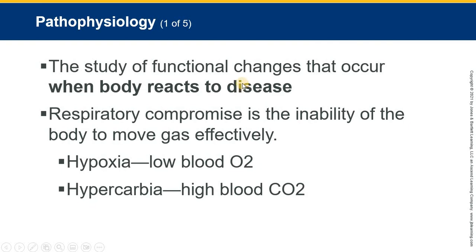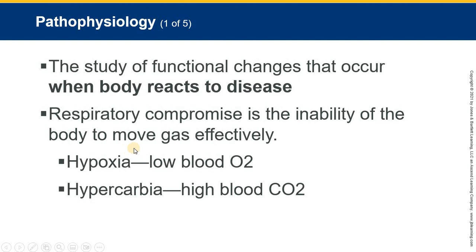Okay, so respiratory compromise. There are various synonyms here: distress, respiratory arrest, whatever. But respiratory compromise is the inability of the body to move a gas effectively, whether oxygen or carbon dioxide. So some of these things can happen. You can have low blood O2, so low oxygen amounts in your blood. We call that hypoxemia. If it's low oxygen in the tissues, it's called hypoxia.